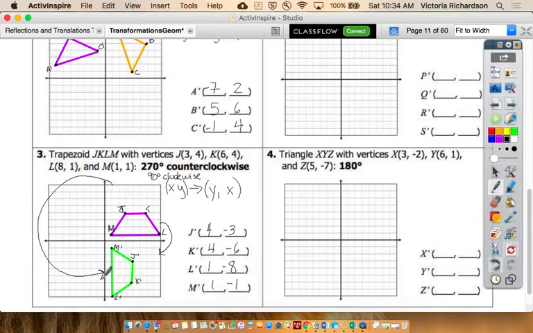And once again, this is a great use for patty paper. So use your patty paper, draw your X and Y axis and your original picture, and then rotate it 3 times to the left or 1 time to the right. So you're gonna do number 4 for homework. So once again, this is another 180-degree rotation where all you do is change the signs of all your ordered pairs.